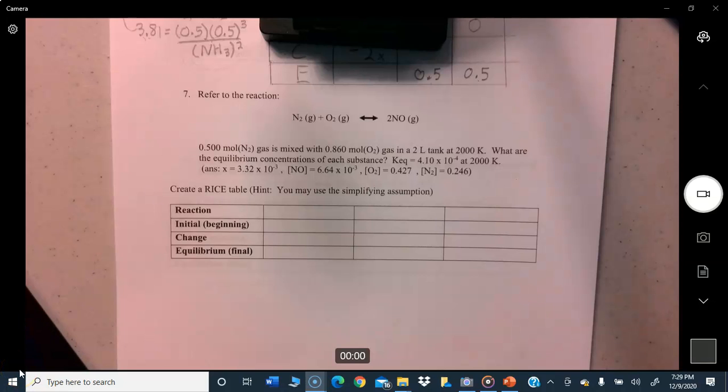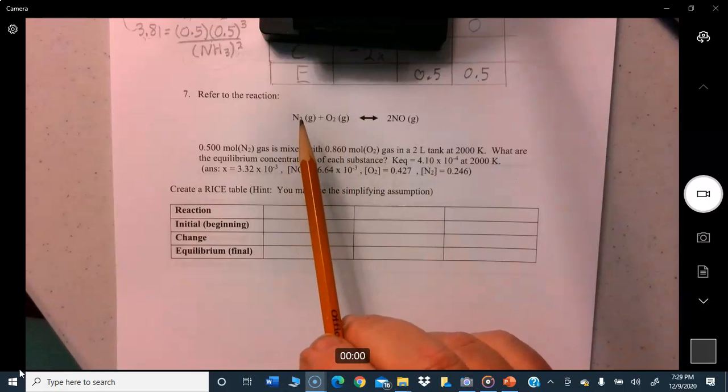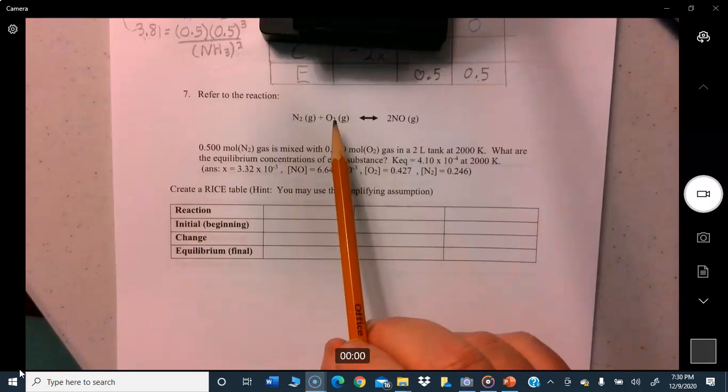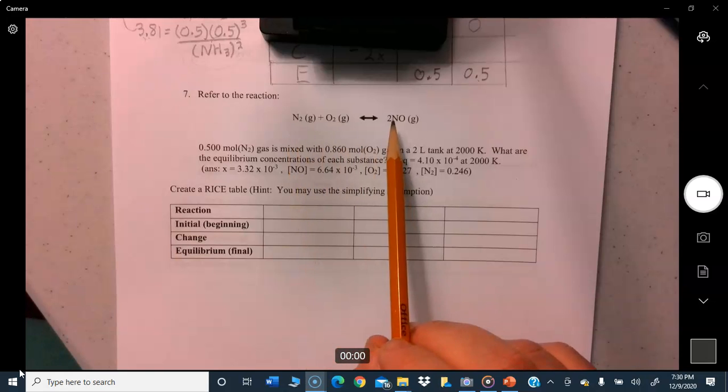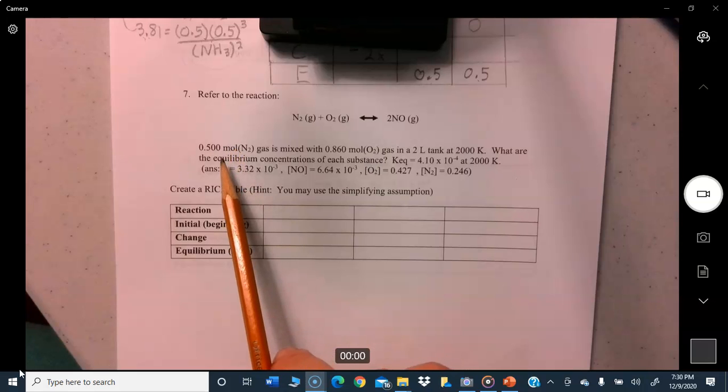AP Chemistry, this is a continuation of the Day 64 answers video, and we're now on problem 7. So let's go ahead and read this. It's a combination reaction or synthesis reaction producing nitric oxide from nitrogen and oxygen gas.